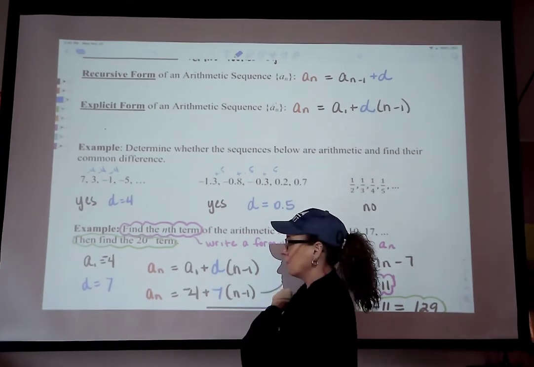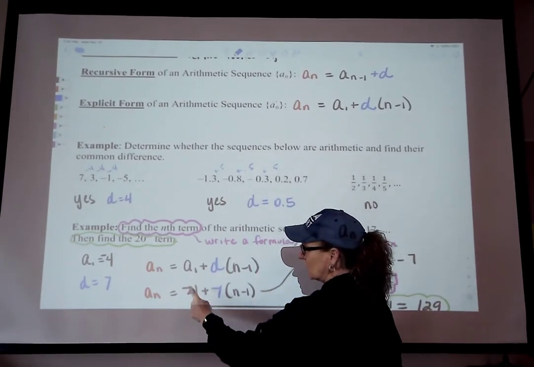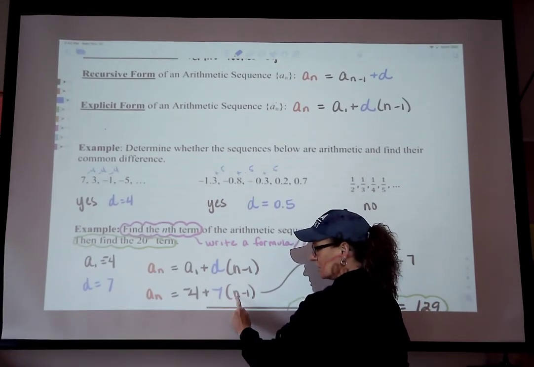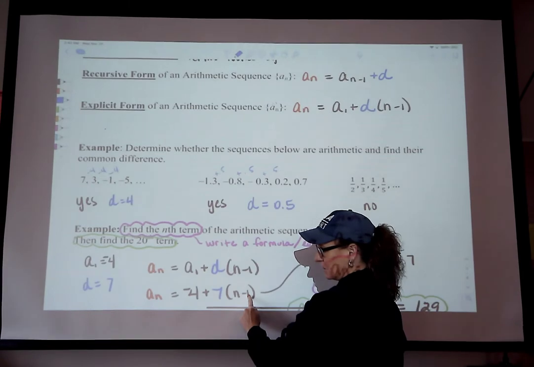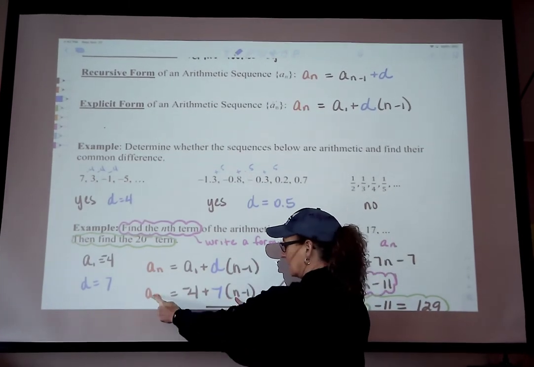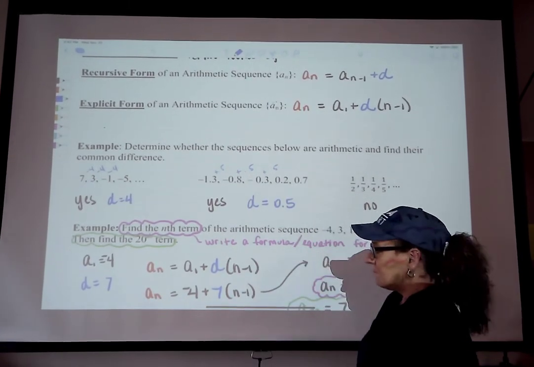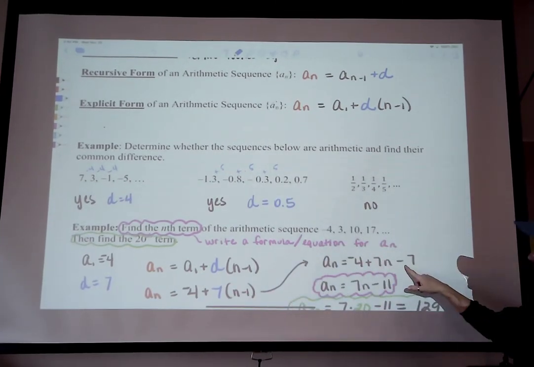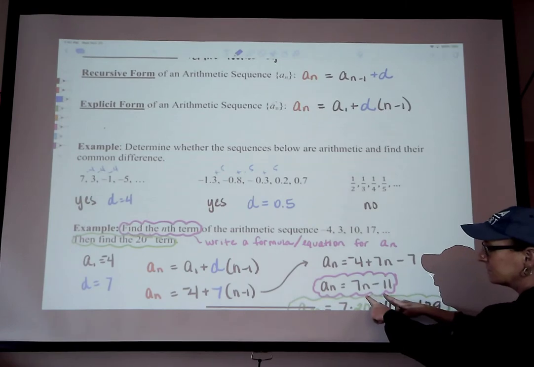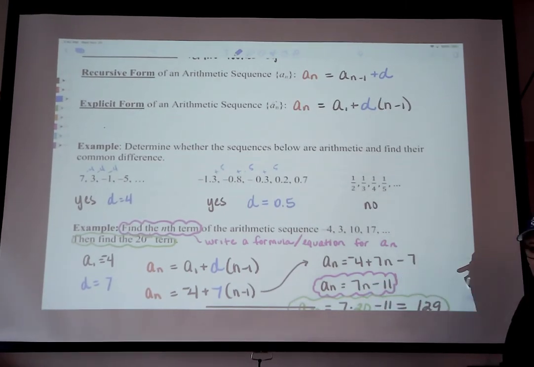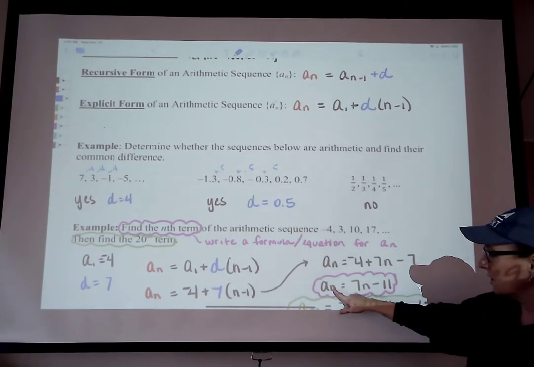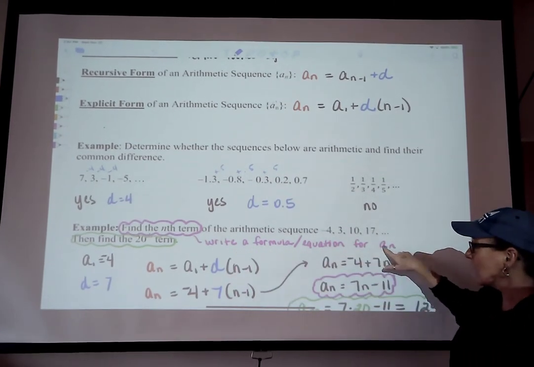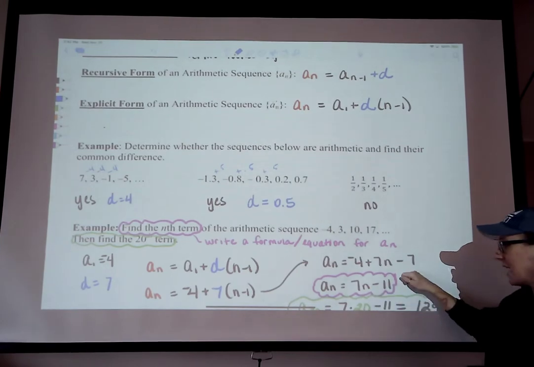Sub in what you know. I know this one. I know this. Don't know this, and that's just n minus 1. Remember, these two kind of go together. Now do the math. Distribute your 7. Collect like terms. There's your formula. Find the nth term means write a formula or equation for a sub n. We did that. Check.